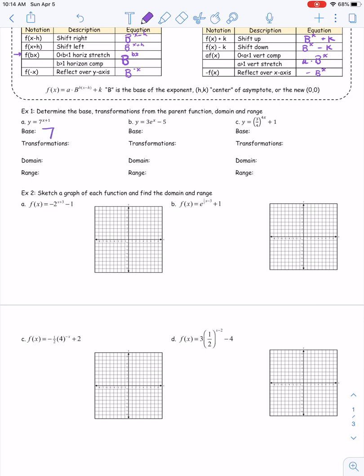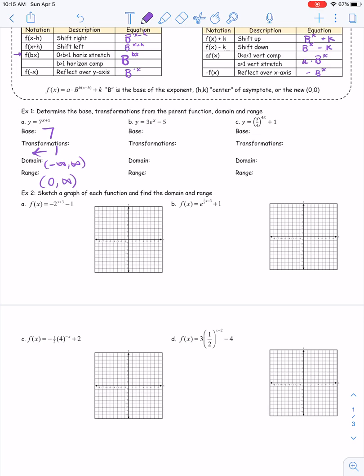What are the transformations? Well, the only thing I see happening is an x plus 1 in my exponent, so that means I've shifted left 1 unit. Well, if I just shift left 1 unit, that means my domain is still going to be negative infinity to positive infinity because every single exponential function has that domain. And my range hasn't changed. I still have that horizontal asymptote at 0, and so I know my range is going to be from 0 to infinity. I just shifted left 1 unit. That doesn't affect my up and down, my y values, okay?